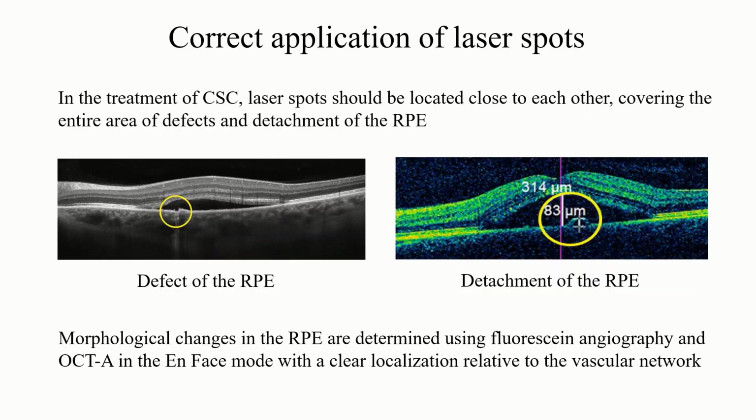The next important point in the treatment of CSC is correct application of laser spots. Laser spots should be located close to each other, covering the entire area of defects and detachment of the RPE. Morphological changes in the RPE are determined using fluorescent angiography and angio-OCT in the in-phase mode with a clear localization relative to the vascular network.